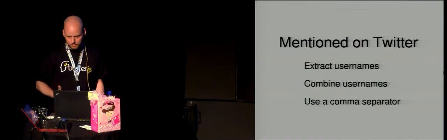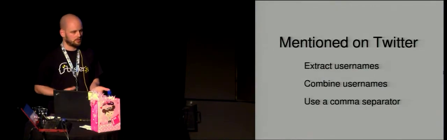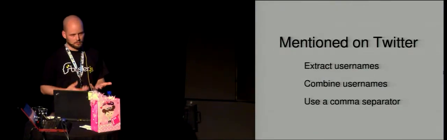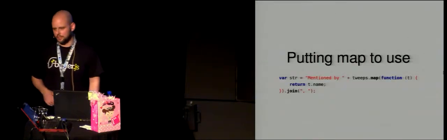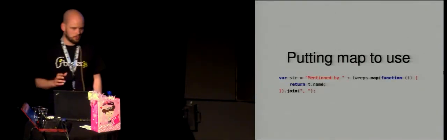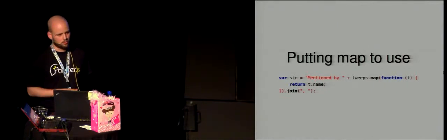So if we look at what we're doing here, we're extracting the usernames, then we're combining them, and we're using a separator. There are dedicated methods to achieve all these tasks. They look like this. You use map on the list to produce a list of strings. Then you use join on that list to combine them with a separator.